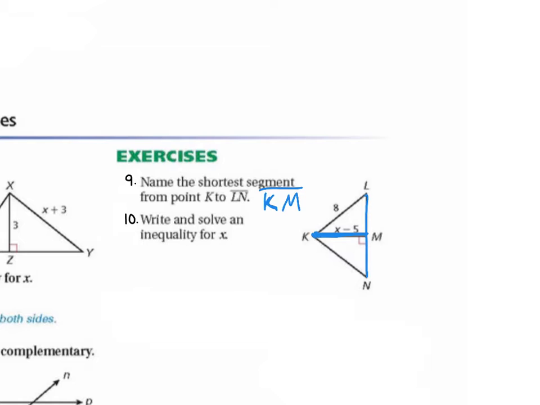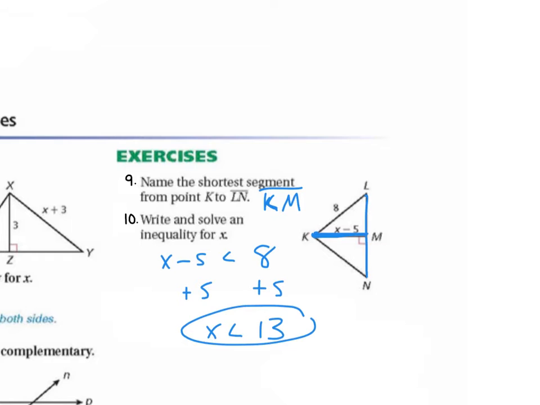How do we write and solve an inequality for x here? X minus 5 is less than 8. And it's less than because we know that KM is our shortest distance, our shortest length. So what can we do to solve this inequality now? You'd add the 5 to both sides, so we get x is less than 13. Perfect.